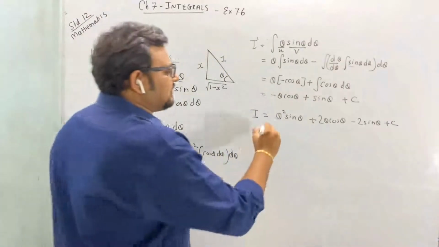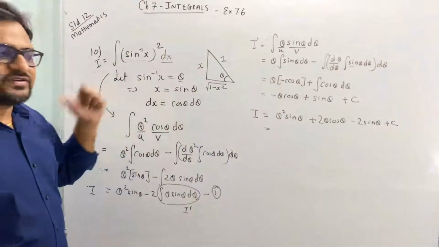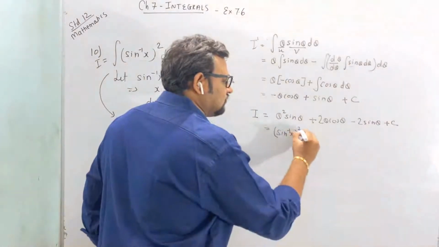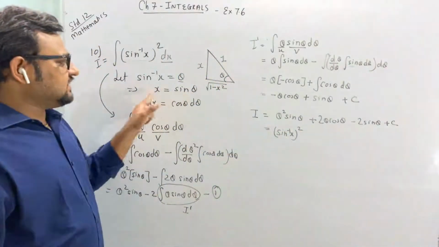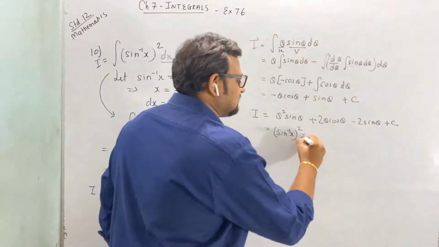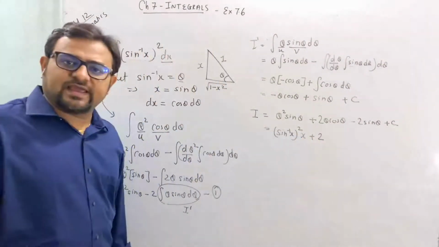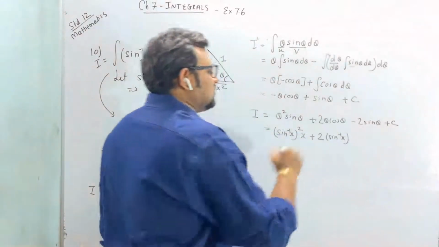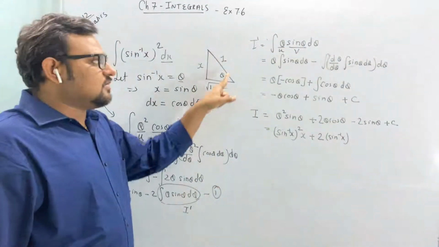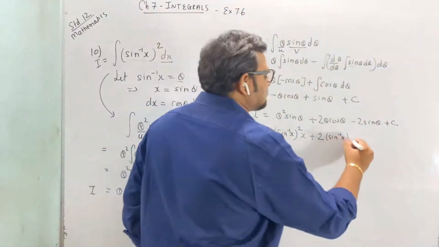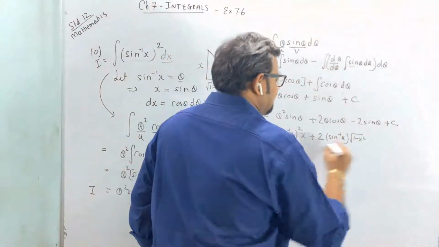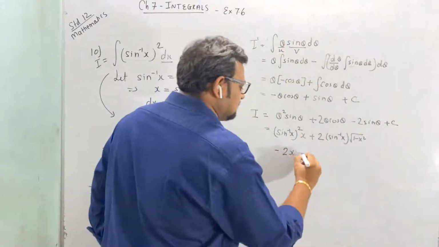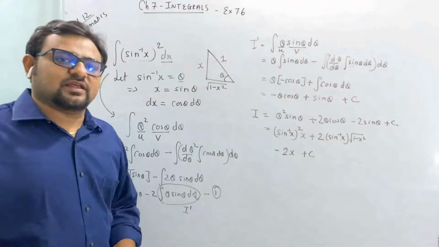Now see here, it will be theta square. What is theta? Sine inverse x whole square. Clear? What is sine theta? x, plus 2. Again theta, sine inverse x. Cos theta, adjacent upon hypotenuse, root of 1 minus x square into 1. Minus 2 sine theta, again x, plus c. Clear? So this is the final answer.